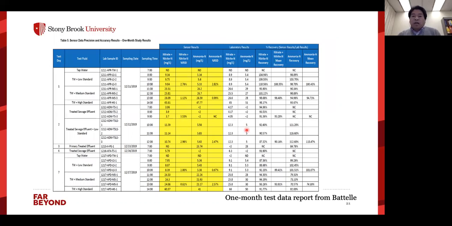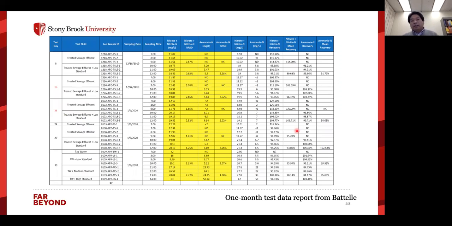And for the recovery, the accuracy of the sensor from the 1 month test, this is the nitrate plus nitrite recovery. If you take a look at this column from top to bottom, it's all something like 80% to 100%, right? It's the ammonium recovery. So basically, over 1 month, the recovery of nitrite, nitrate, and ammonium also looks very good. Most are in the 20% error range.